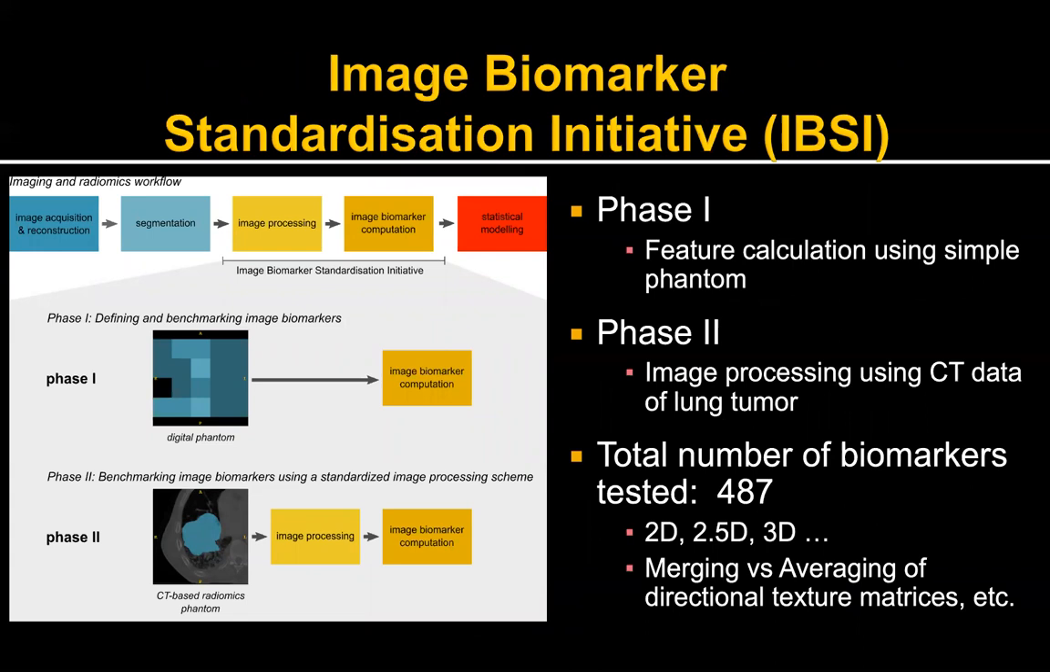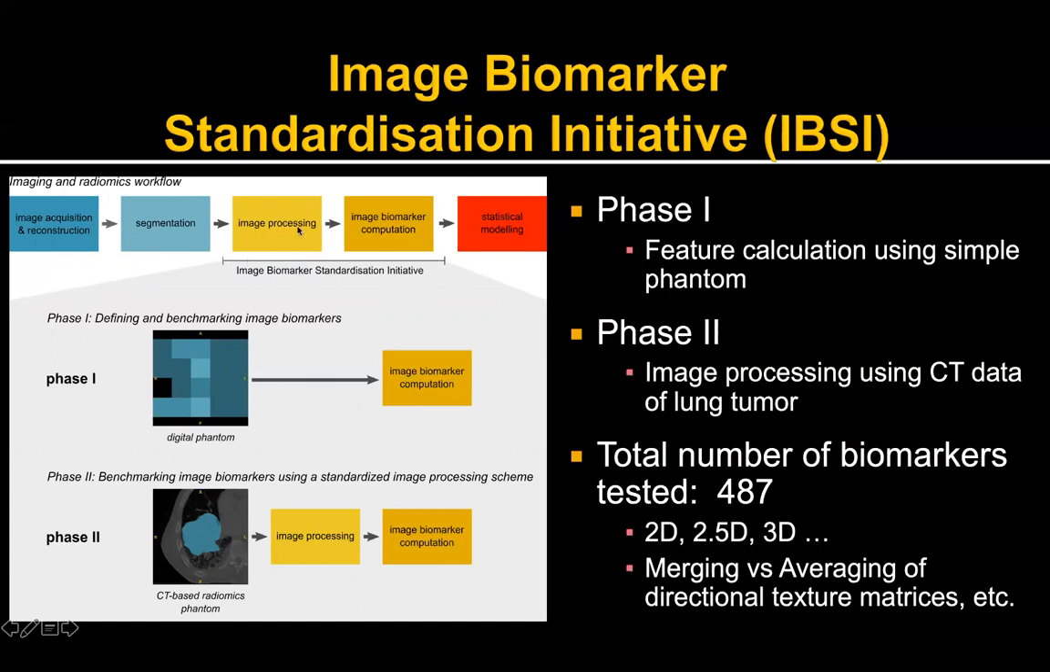Chapter 1 of the Image Biomarker Standardization Initiative was again divided into two phases: phase 1 and phase 2. Phase 1 was about benchmarking directly the computation of image biomarkers, those radiomics features, from a simple digital phantom without any image processing associated to it.